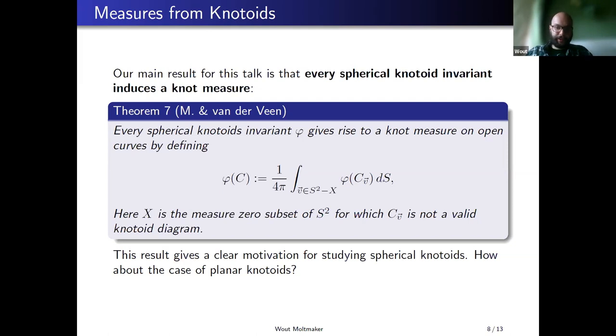Okay, so this is a clear motivation for studying spherical knotoids. We already had the motivation for studying open curves, and now we know that we can study open curves using knotoids, so studying knotoids in their own right becomes interesting. But this is only for spherical knotoids. So I also wanted to talk about planar knotoids. Let's see what we can do there.